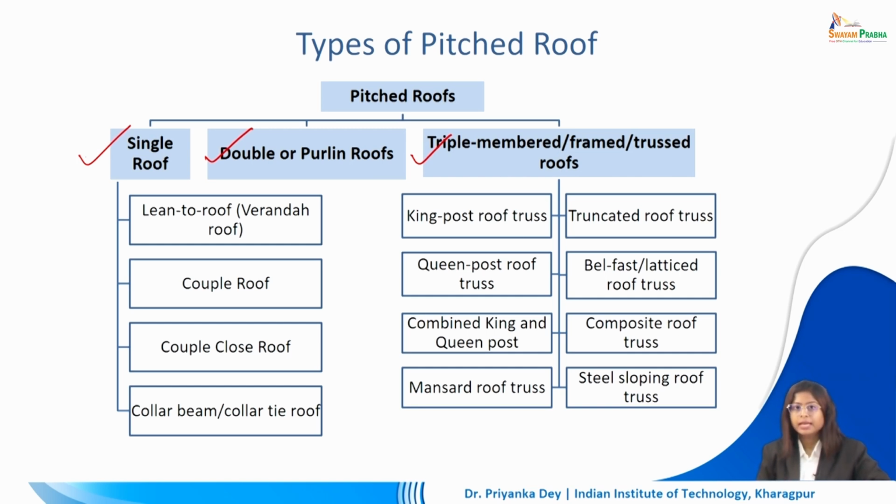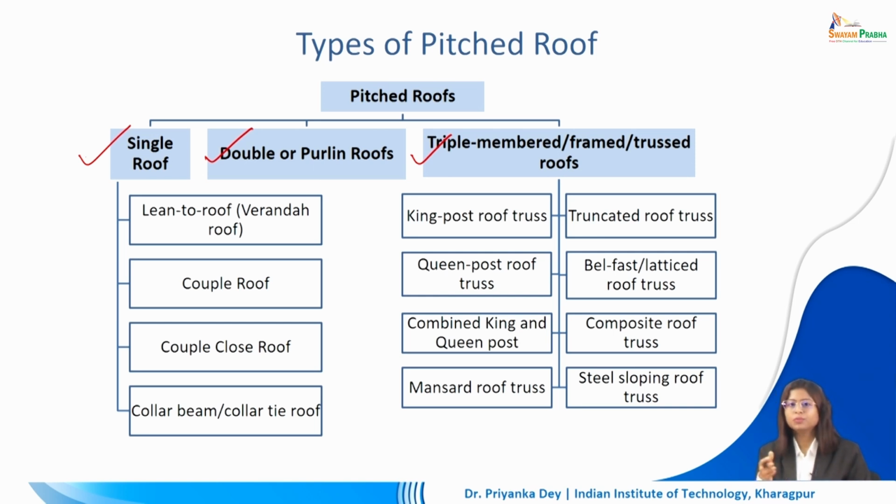In case of single roof, we are only having the common rafters that are being supported at two ends, one at the wall end and the other at the post end, let's say. So, the single roofs, if we are having it more than 2.5 meter in width, the common rafters will become uneconomical.